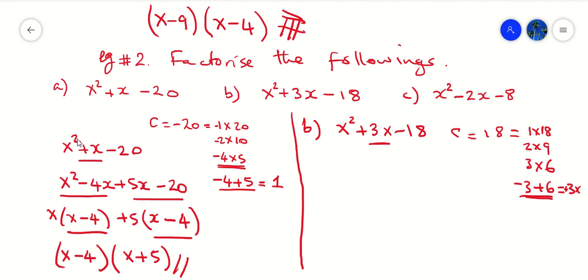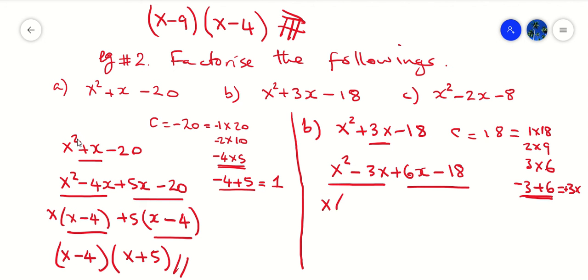Kwa hiyo hizi ndio factor nitakazozitumia kuisplit the middle term. Kwa hiyo hapa ndio penye kazi kubwa, which factor, yani which one to give it positive, which one to give it negative. Lakini ukifanya exercise katika negative numbers itakuwa ni rahisi kwako. Kwa hiyo hii tutapata x square minus 3x plus 6x, kwa sababu tunajua minus 3x plus 6x it gives me positive 3x, minus 18, na ishusha kama ilivyo, group the first two terms and the next two terms.